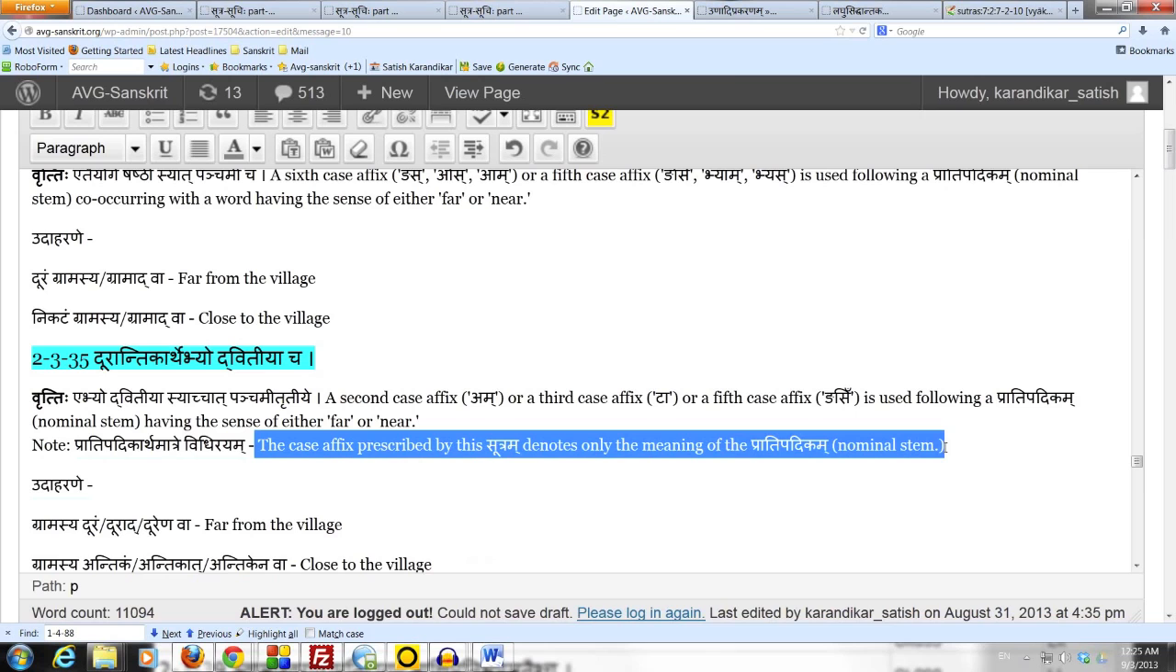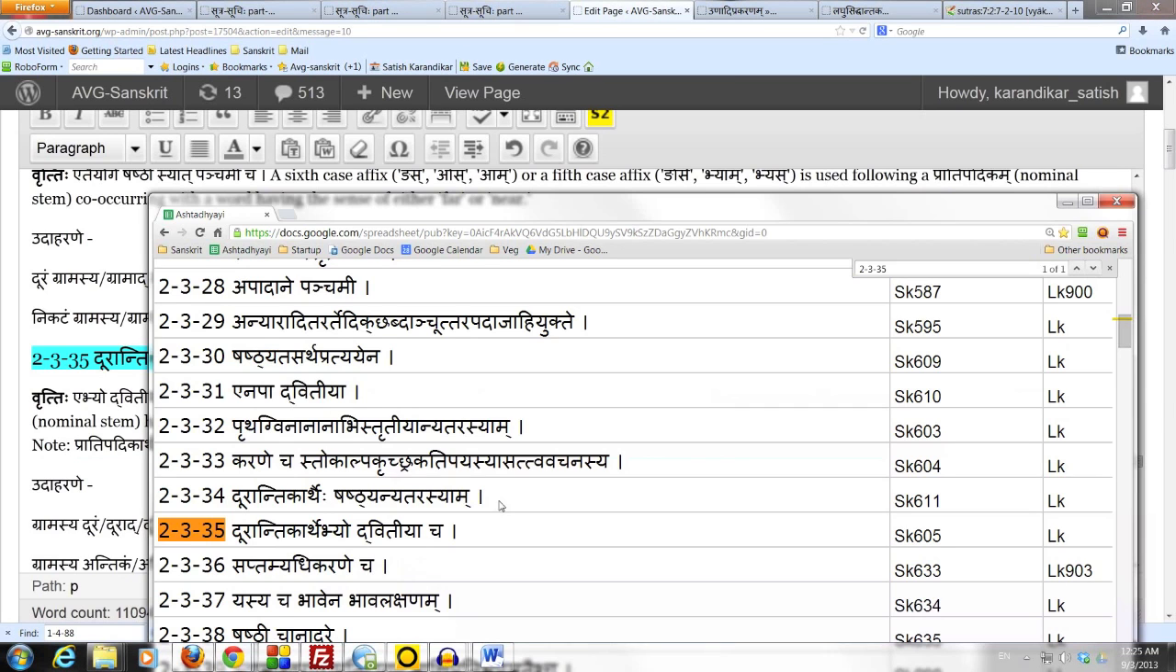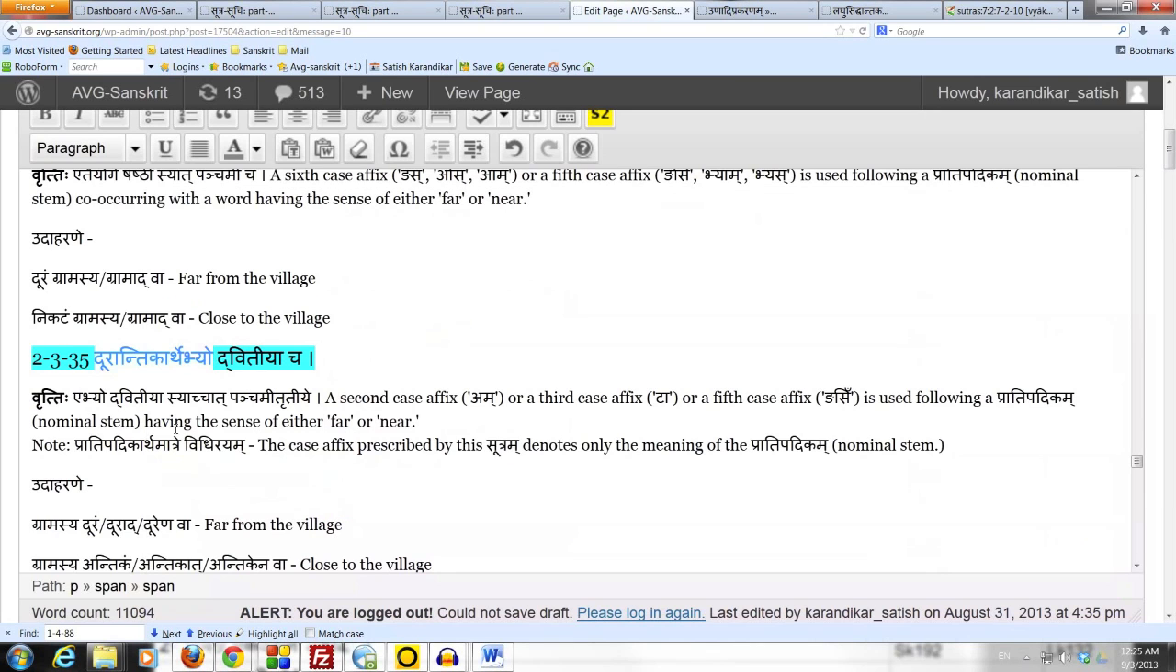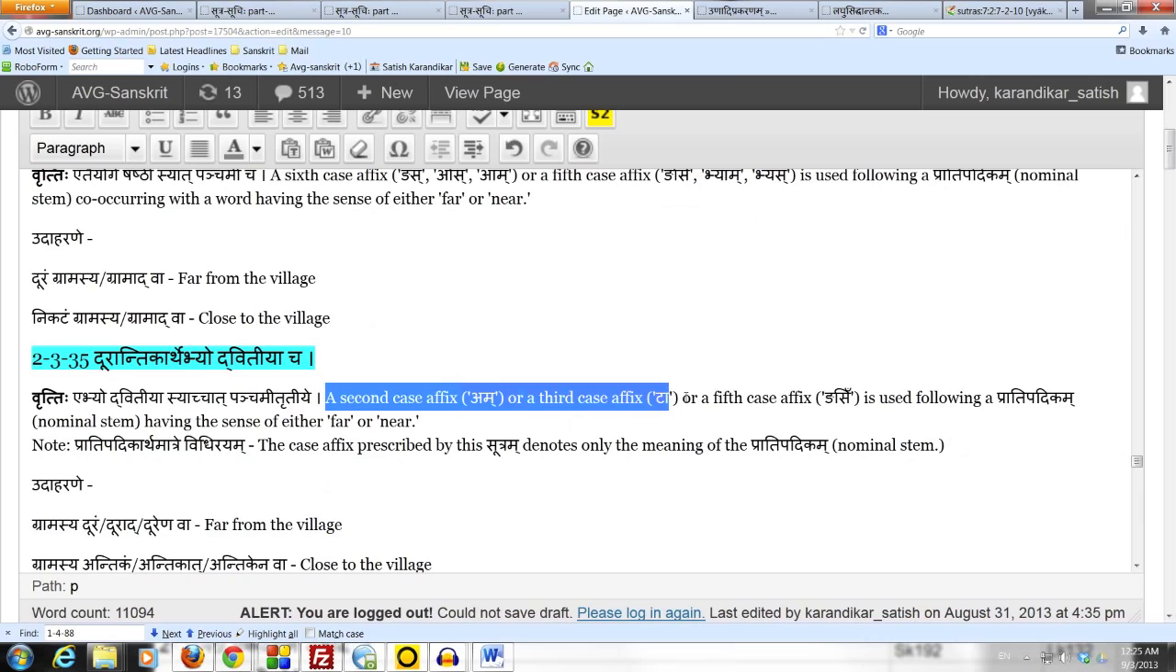So the case affix prescribed by this sutram denotes only the meaning of the pratipadikam, the nominal stem. Now recall that as per the Sutram 2.3.46, Pratipadikaartha linga parimana vachana matre prathama, which we have studied, a first case affix should be used to denote only the meaning of the pratipadikam. But now this Sutram 2.3.35 comes and says if that pratipadikam has the sense or meaning of either far or near, then either a second case affix or a third case affix or a fifth case affix must be used.